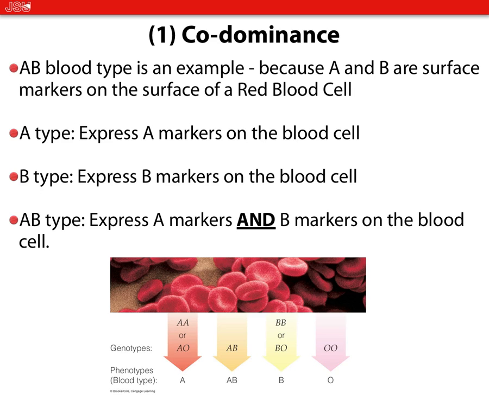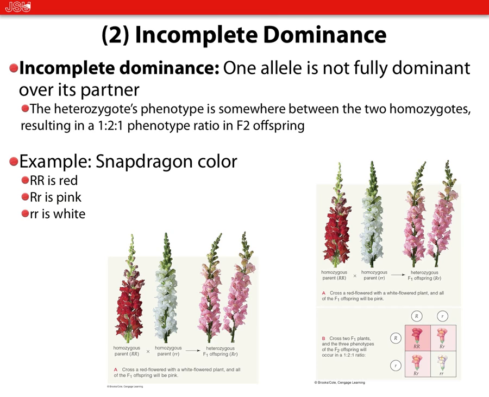If you have type A blood, you have A markers on your blood cell. Type B blood, you have B markers on your blood cell. Type AB blood has both. Incomplete dominance is a mix of the two types. One allele is not fully dominant over the other allele.